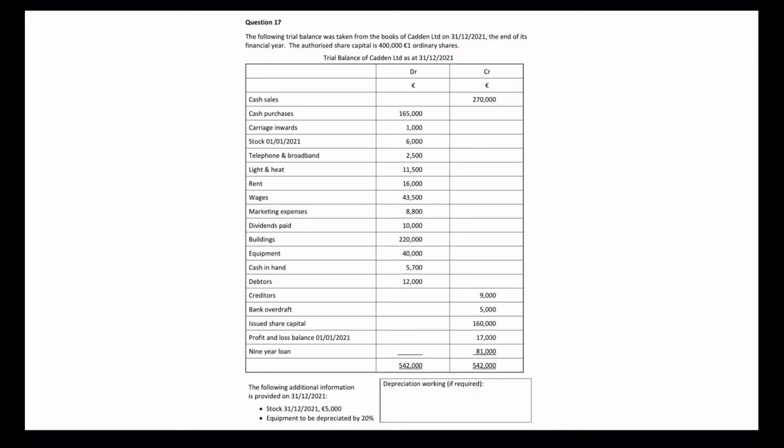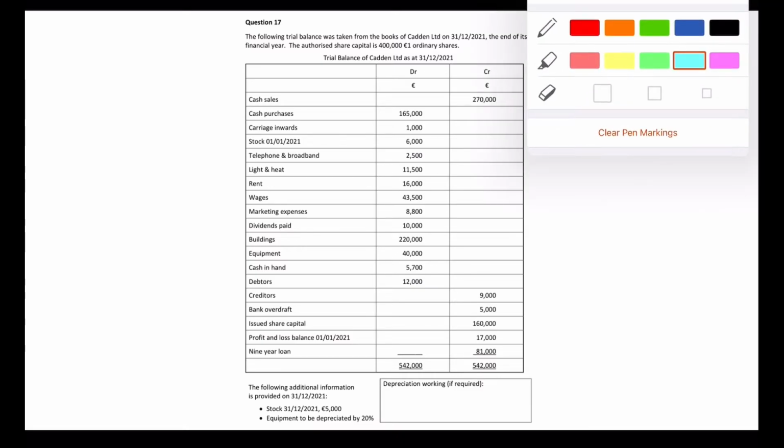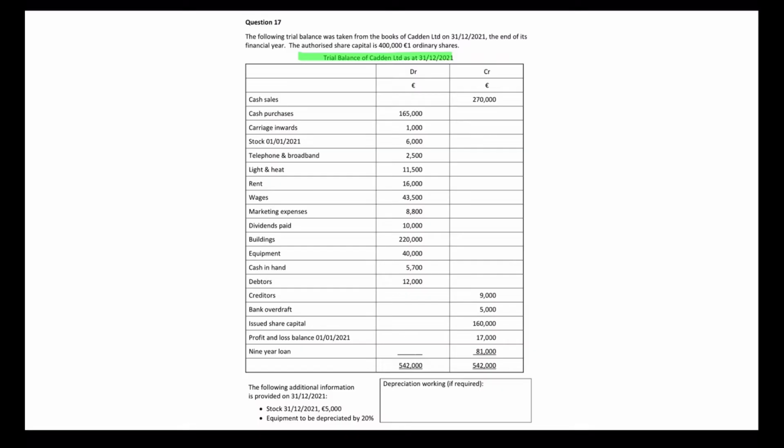The authorised share capital is 400,000 €1 ordinary shares. So that basically means that they are allowed to sell up to 400,000 shares. Okay, a trial balance. This is a trial balance. It's a list of all of the balances at the end of the year.